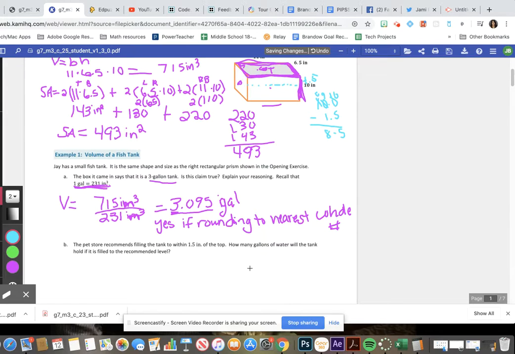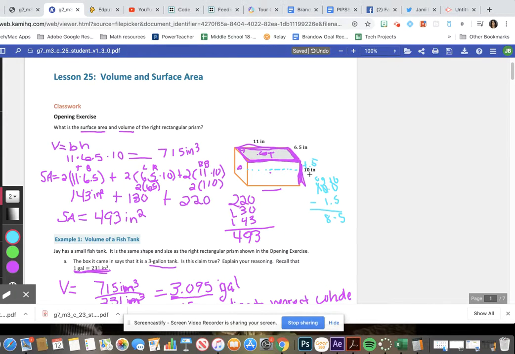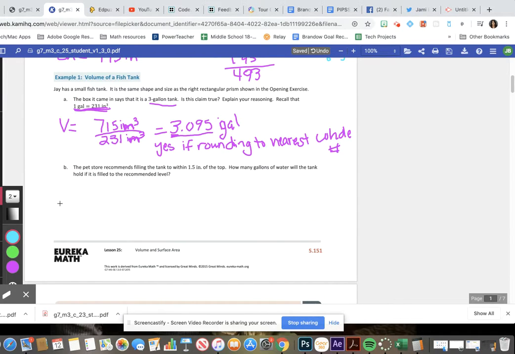So now the dimensions are not 11 by 6.5 by 10. They are 11 by 6.5 by 8.5, because they don't want you to fill it all the way. It will just overflow and make a mess. So how many gallons of water will the tank hold if it is filled to the recommended level?